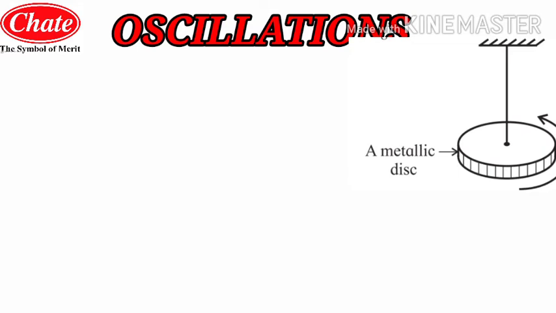So students, can you guess why that twisted disc will come back in the opposite direction? It is because of the restoring torque which has been developed in that wire. So the disc will come back in the direction opposite to that in which it was twisted. This restoring torque is always opposite to the angular displacement. If its magnitude happens to be proportional to the corresponding angular displacement, we can call the motion an angular SHM.